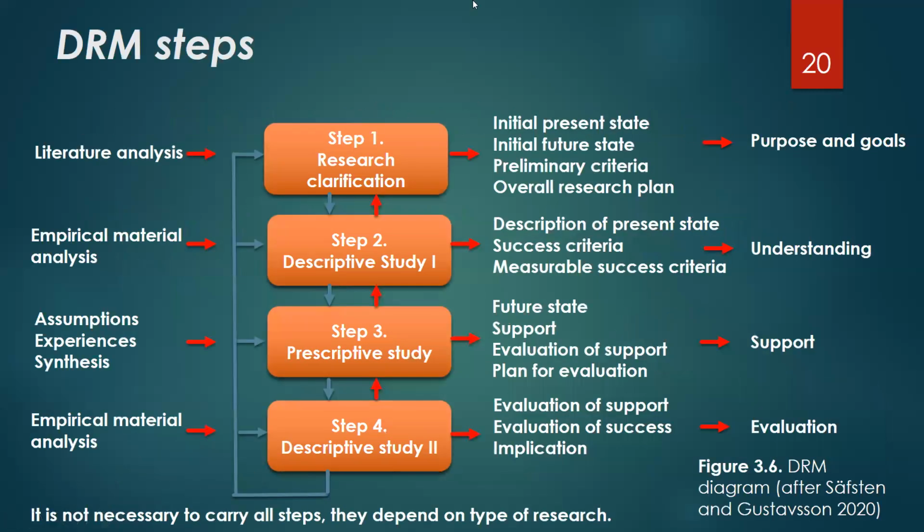And DRM steps. First step, research clarification. So you need to clearly know, clarify what you are going to do. Of course, you need to do a good literature analysis before. What do you do after this? You will have an initial present state, initial future state, preliminary data criteria, and overall research plan. So you clarify the purpose and the goal here.